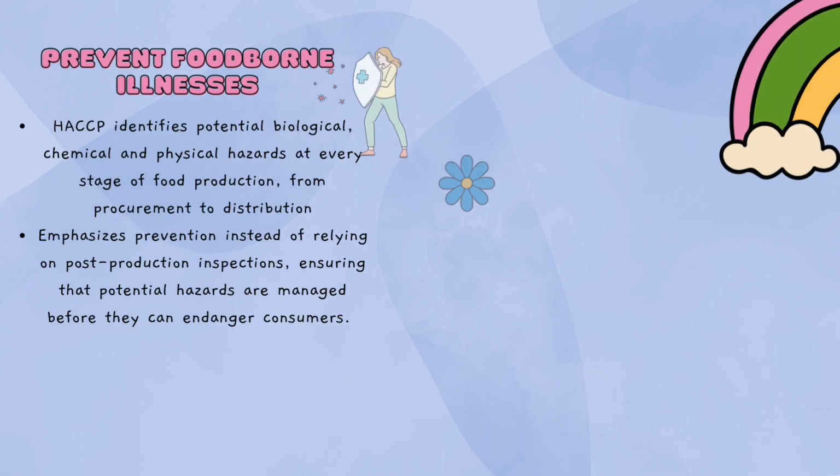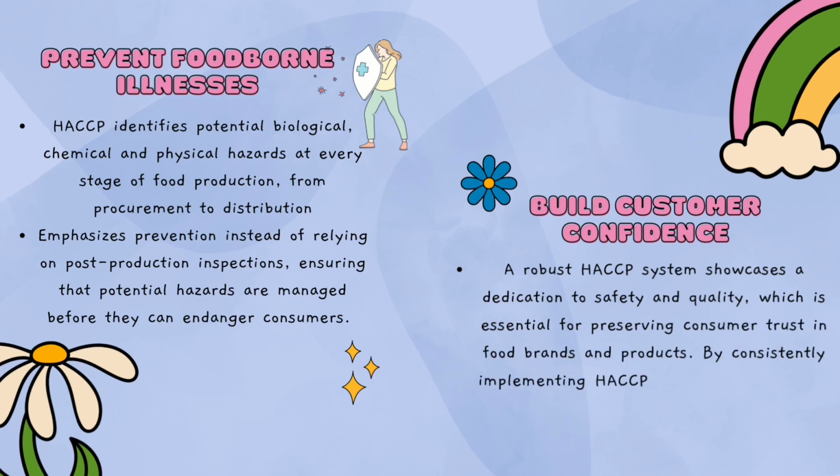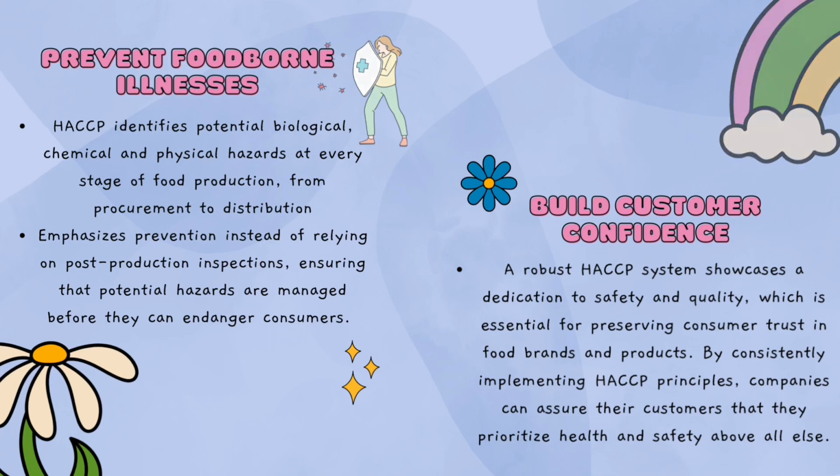Additionally, it emphasizes prevention instead of relying on post-production inspections, ensuring that potential hazards are managed before they can endanger consumers. This brings us to our second point, which is building consumer confidence. A robust HACCP system showcases a dedication to safety and quality, which is essential for preserving consumer trust in food brands and products. This is especially vital in competitive markets, where safety issues can tarnish reputation.